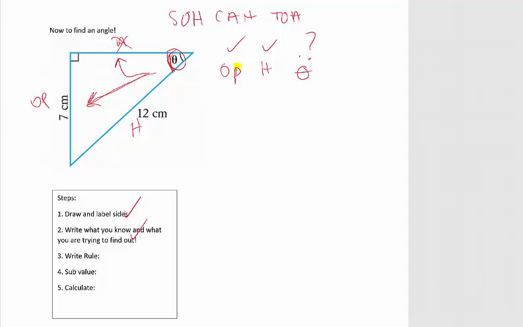So again, I use this to see which rule to use. So that's the only one that has O and H in it. Again, this has got adjacent and hypotenuse. This has got opposite and adjacent. So the only one that has opposite and hypotenuse in it is the sine rule. So now we'll write it all out. Sine theta equals opposite over hypotenuse.